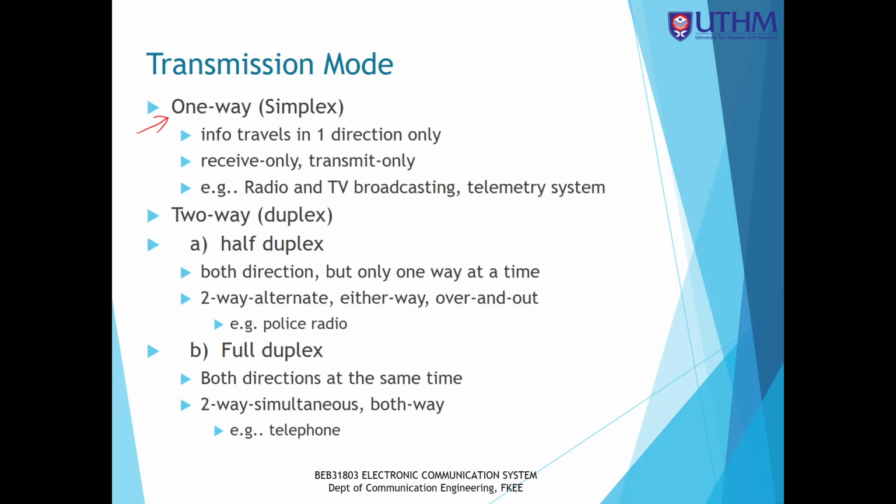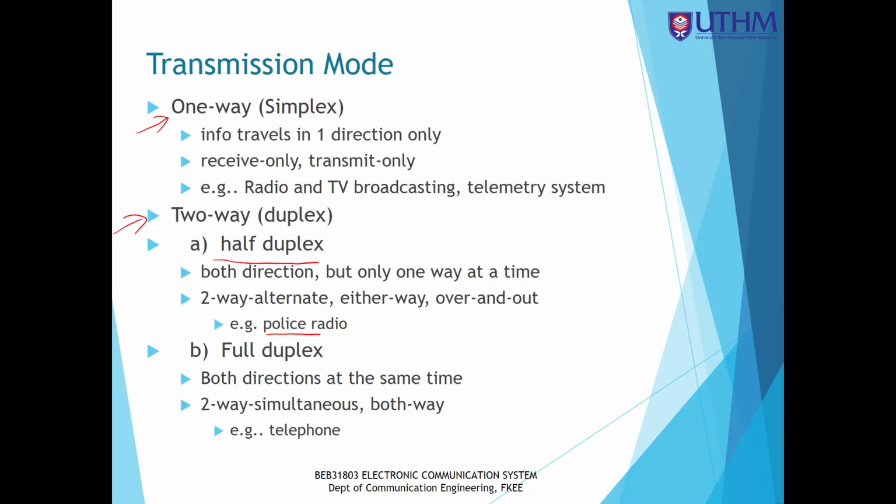And then we have two-way communications, what we call duplex, which means both sides can communicate with each other. Duplex has two types, half duplex and full duplex. Half duplex is for both directions of communication. I can send data to you, you can send data to me, but only one transmission at a time. Hanya satu transmission pada satu-satu masa. For example, the walkie-talkie or police radio. When you speak, the other side must listen, and when the other side speaks, you listen. So this is half duplex, only one way at a time.